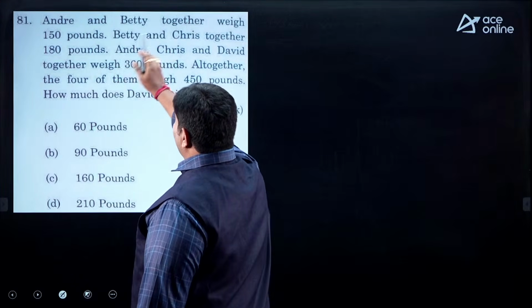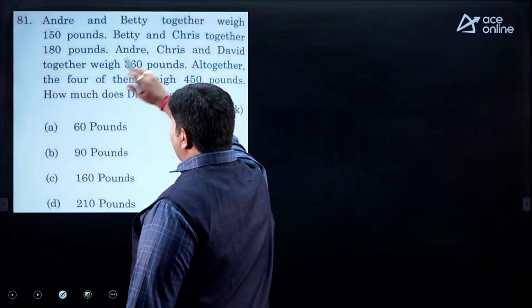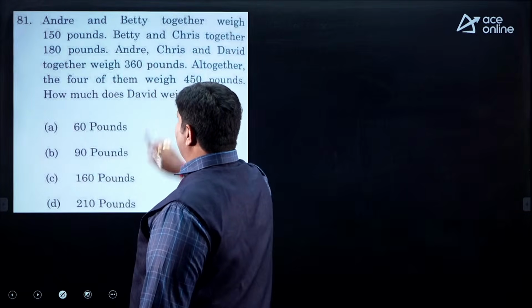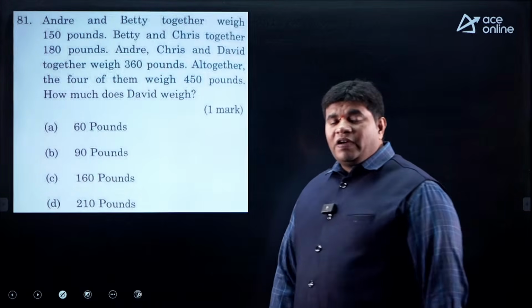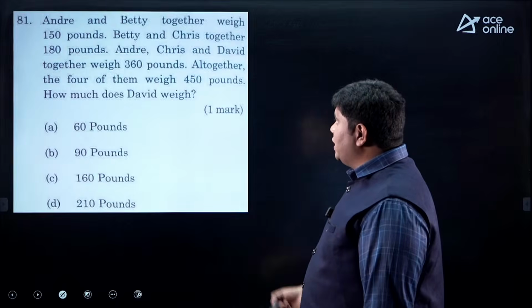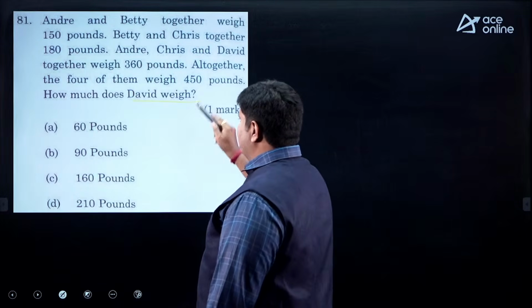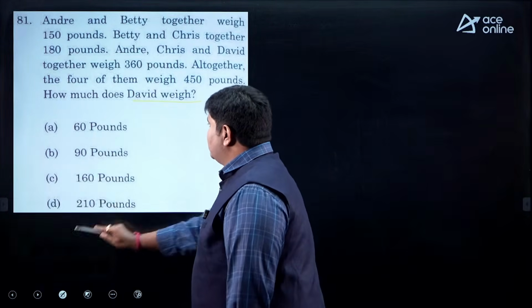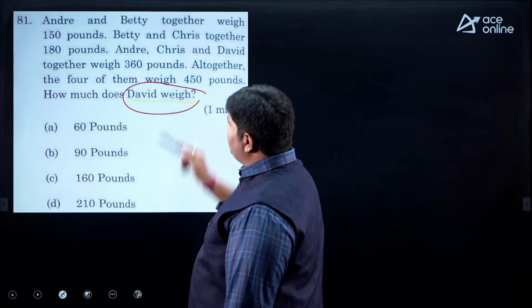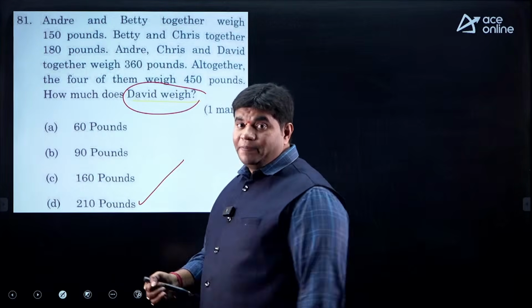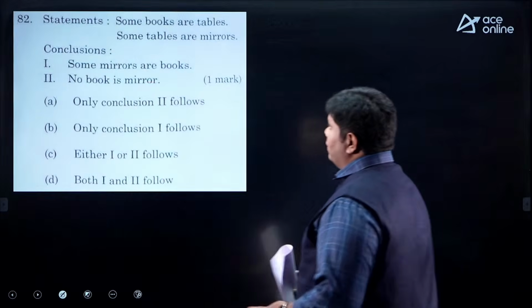Andre and Batty together weigh 150 pounds, Batty and Christian, simply you can observe A, B, C, D point of view. Okay, so we are getting the given equations. Based on the equations, you calculate David's weight. Okay, we need David's weight. So David's weight, substitute in the equations, you get the answer D, option D, 210.